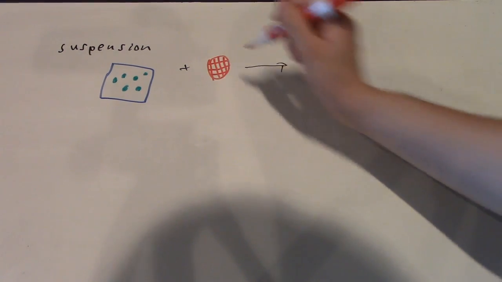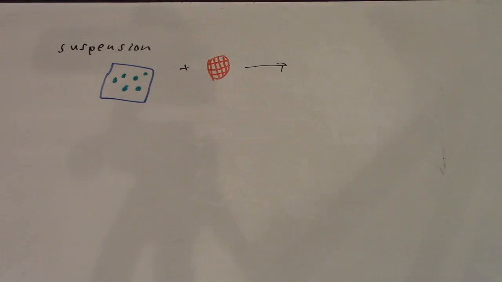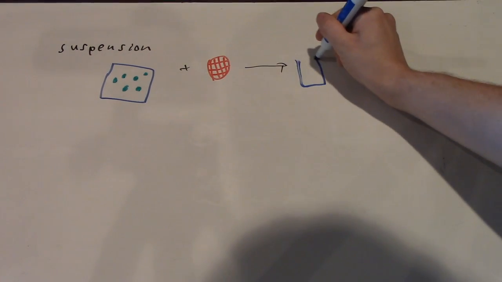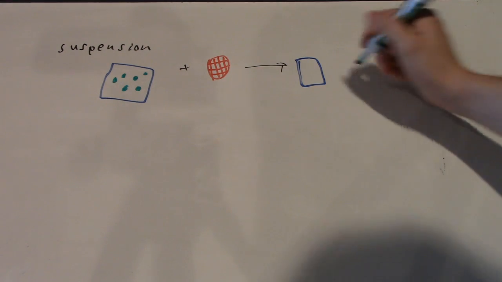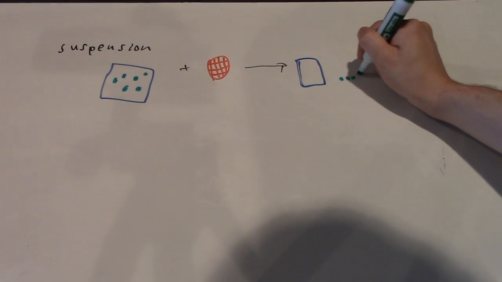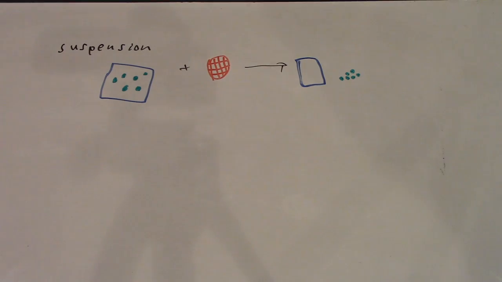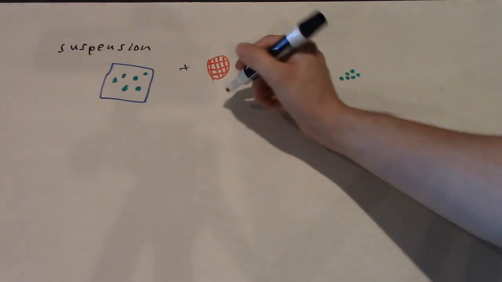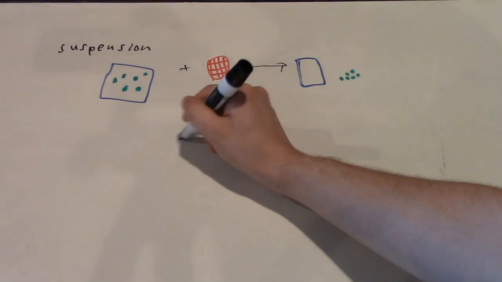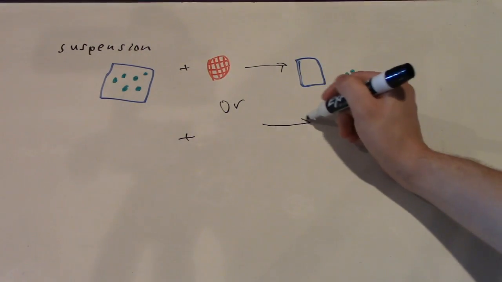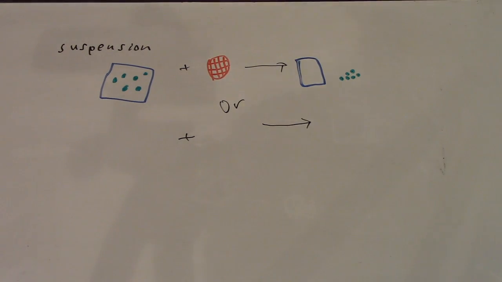Furthermore, whereas solutions could only be separated chemically, suspensions can be separated through mechanical means, i.e. by using a filter. In fact, the key thing that defines a suspension is that after a little bit of time, the particulate will separate out of the medium on its own.